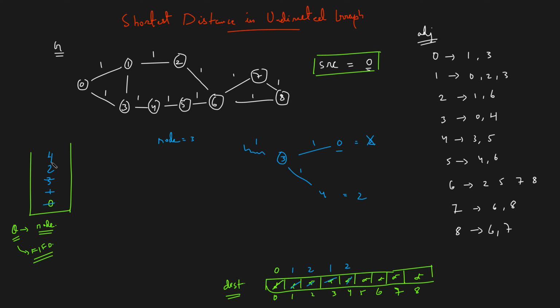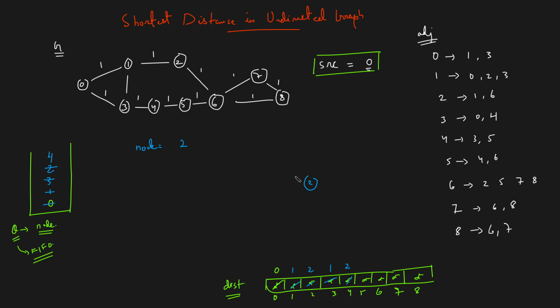Now does node 3 have any other adjacent nodes? No, it doesn't have anything apart from 0 and 4. So I can say my job is done for the node 3. So I can move to the next node, that is the node 2. So let's move. So next we have the node 2. So let's take the node 2.